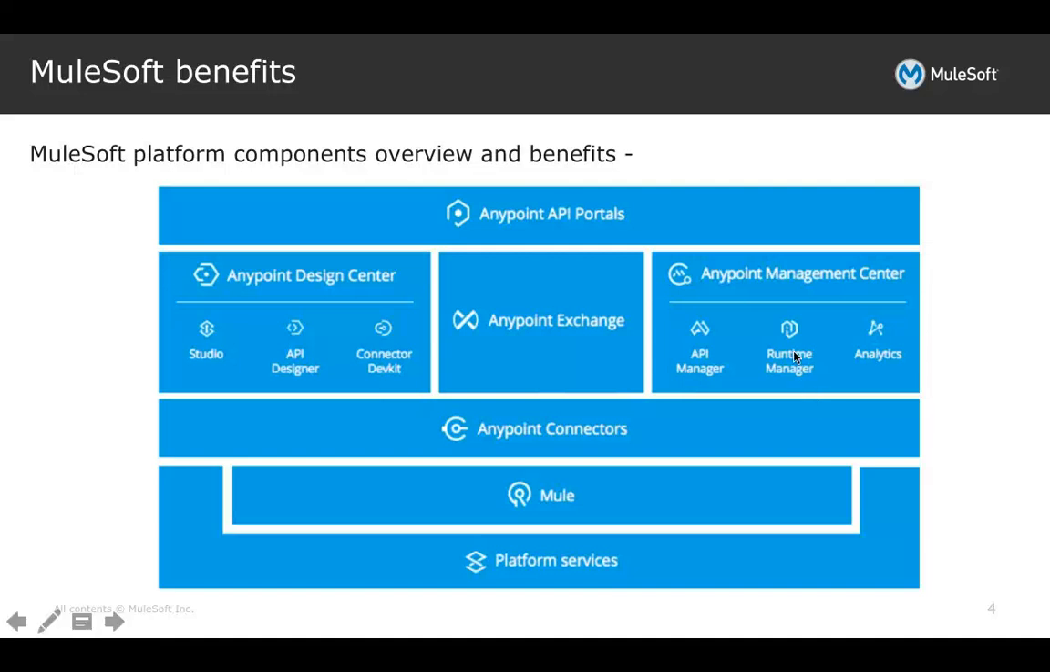Runtime Manager provides a single view of everything occurring across the Anypoint platform, on-premise or in the cloud. It also provides full management, deployment, and undeployment of the APIs across multiple Mule environments. Anypoint Analytics is used to get full visibility into API metrics, message traffic, and backend integrations.